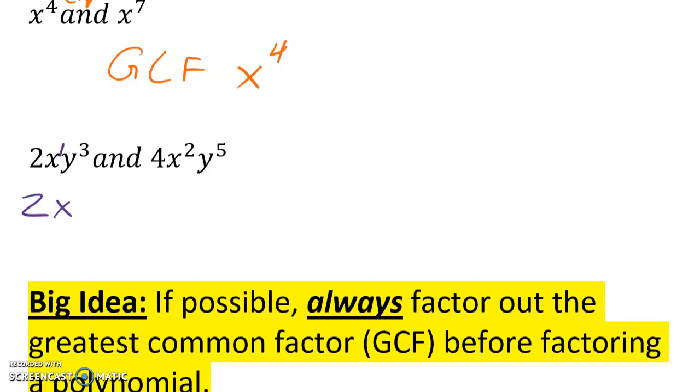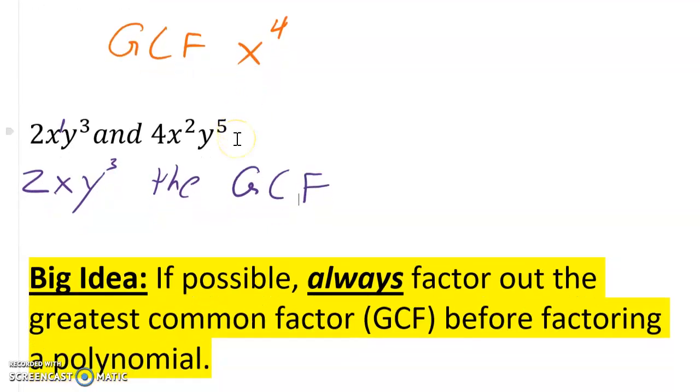And then let's look at the y's. Well, there's 5 factors of y and 3 factors of y. Once again, the smallest exponent is 3, so I could factor out at least 3 factors of y. So 2x times y to the 3rd would be the greatest common factor there.